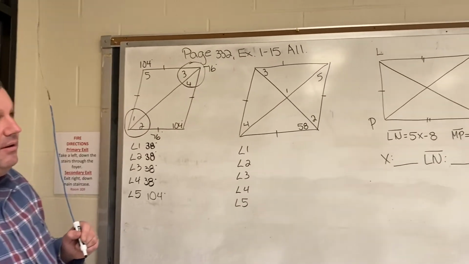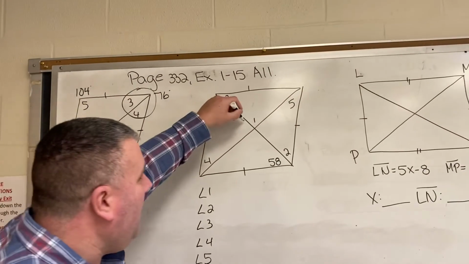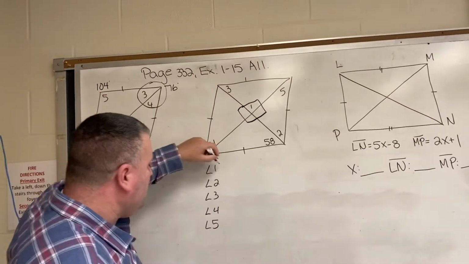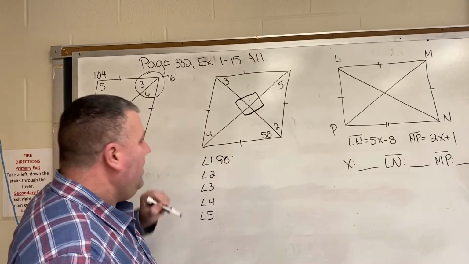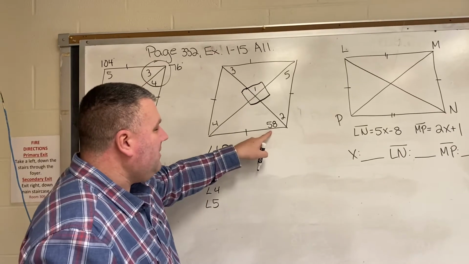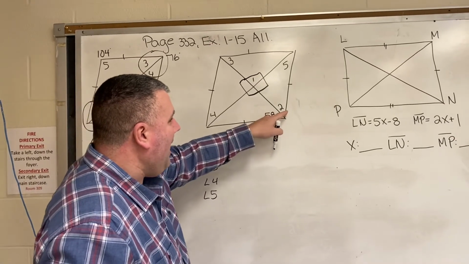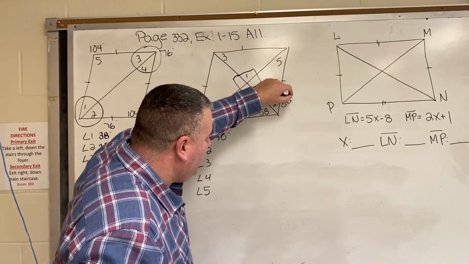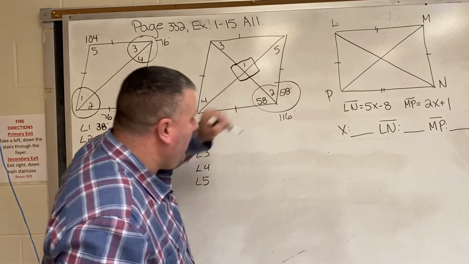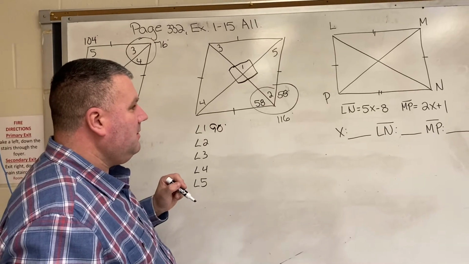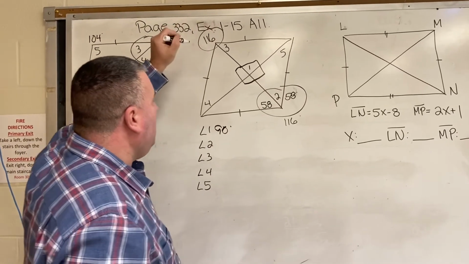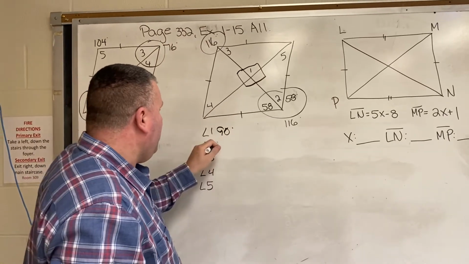Now, we learned in one of the theorems that in a rhombus, whenever the diagonals intersect, they form 90-degree angles. So angle 1 is 90 degrees. Now, if this is 58 degrees and this has been bisected, that means this is 58 degrees. So the whole corner here is 116 degrees. That means this corner here is 116 degrees. So angle 2 is 58.